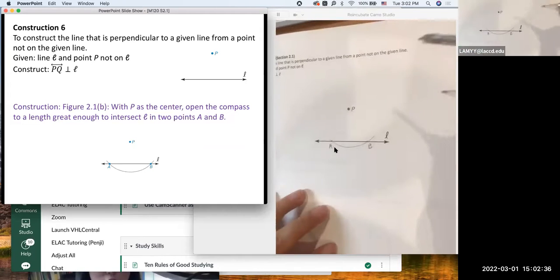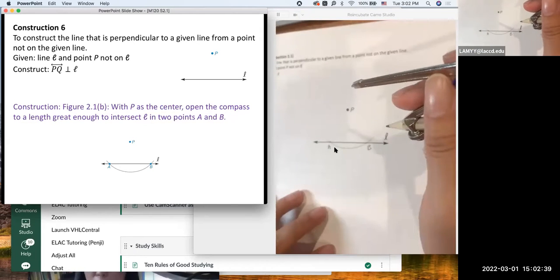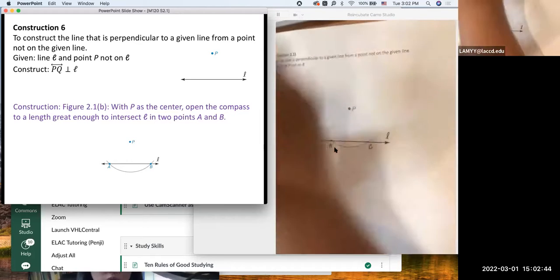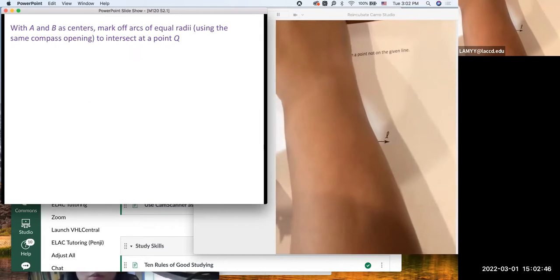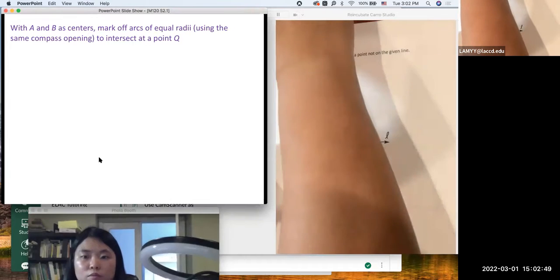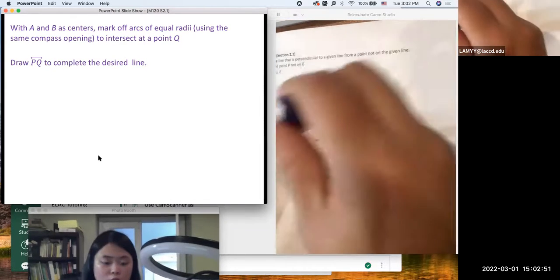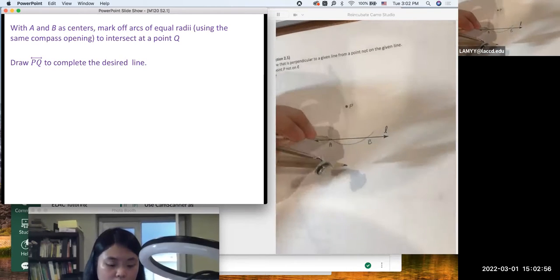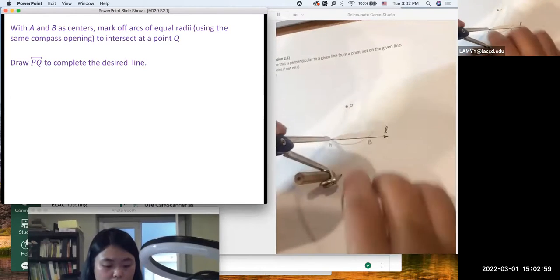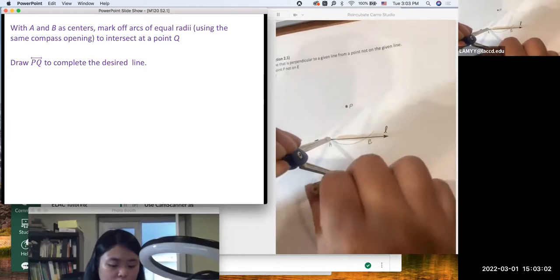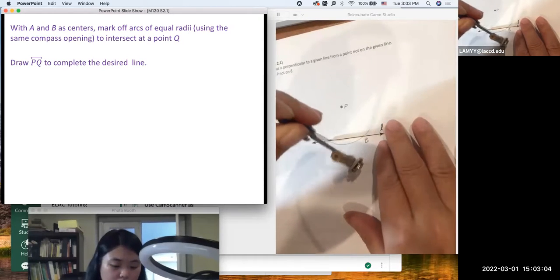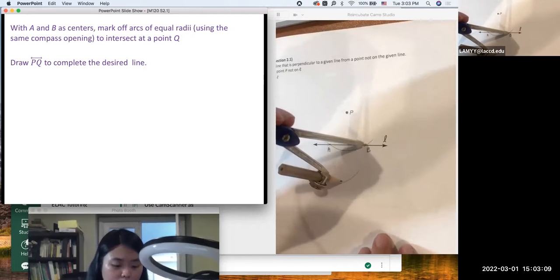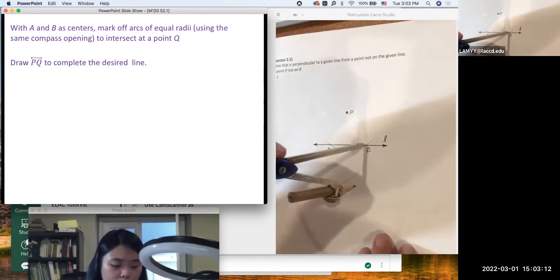Okay, so after we have the arc AB, we're gonna use the A as a center. Okay, the center A. And then approximately draw the arc here. Okay, and use the same radius going to the point B and draw the arc here also.